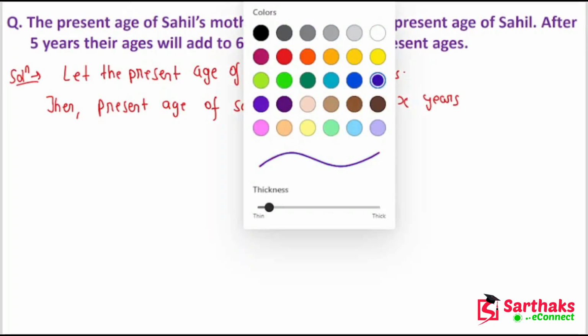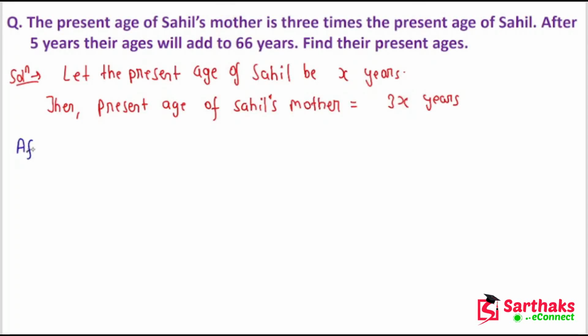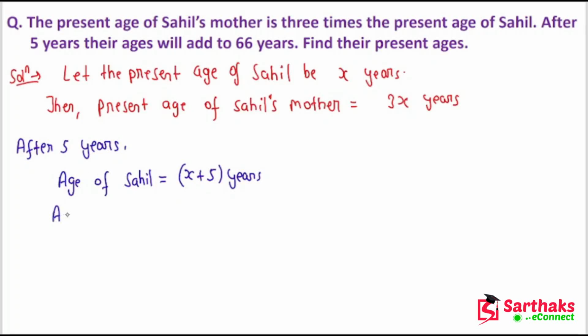Okay, so after 5 years, age of Sahil. Now you can see today Sahil is x years old. So after 5 years, Sahil would be x plus 5 years old. Simple. If today Sahil is 5 years old, then after 5 years he would be 10 years old. Simple. And after 5 years, age of Sahil's mother.